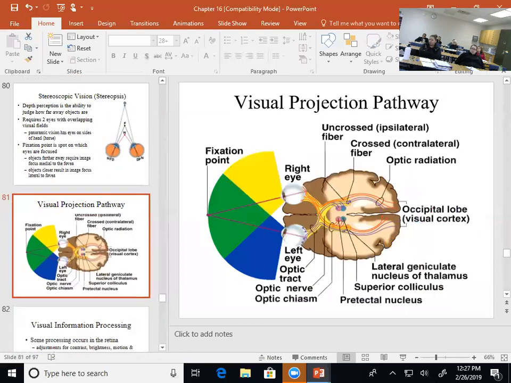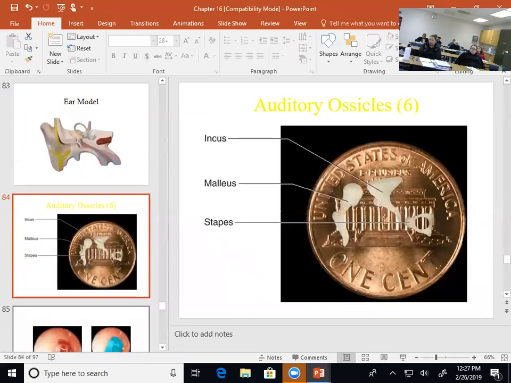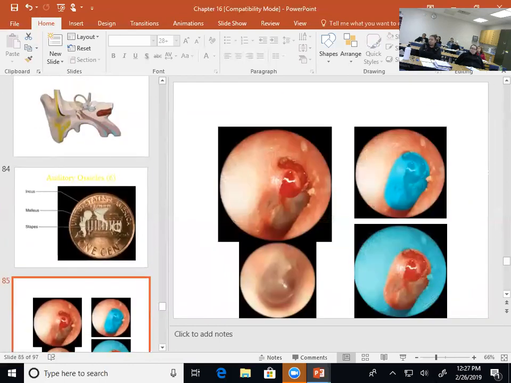How do y'all feel about sight? These are showing you how tiny those little bones are. I just had some pictures and some other things. If y'all can look these up.